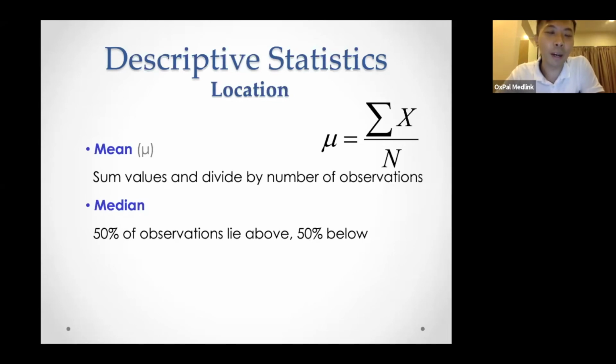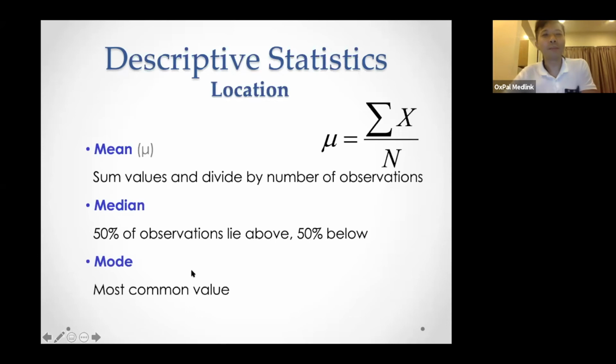The median is the value where 50% of the observations lie above and 50% below. So if I ask all of you to stand side by side from the shortest to the tallest, the people in the middle, at the 25th and 26th positions, those two heights, if I add them up and divide by 2, that's the median height of the 50 participants that we have here today.